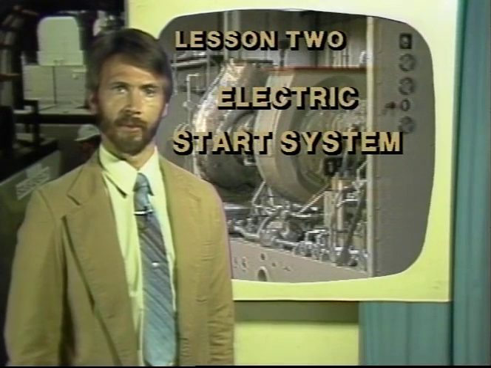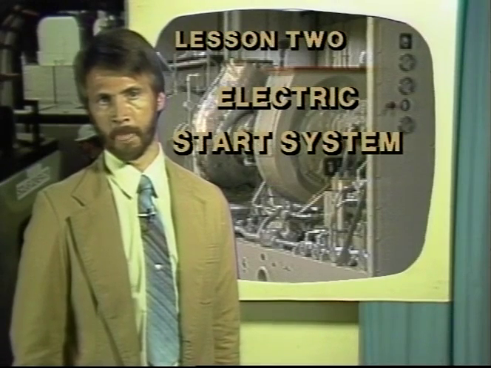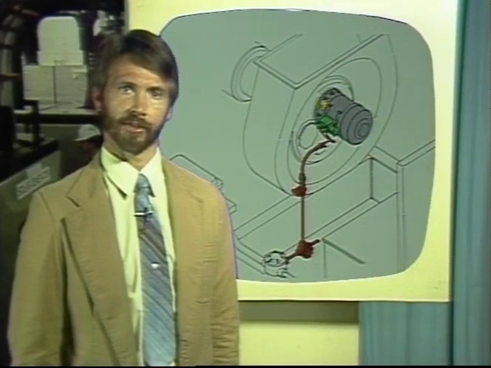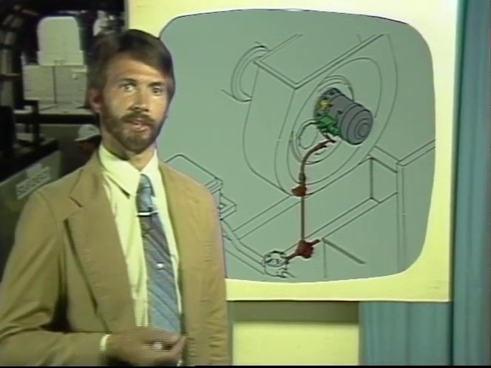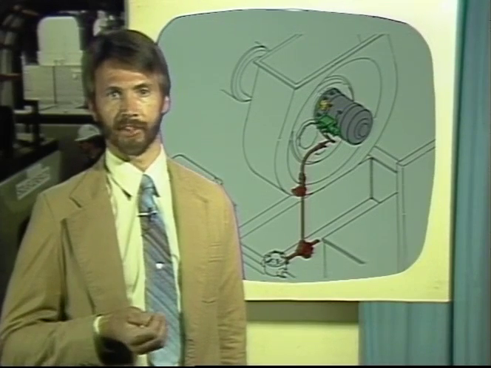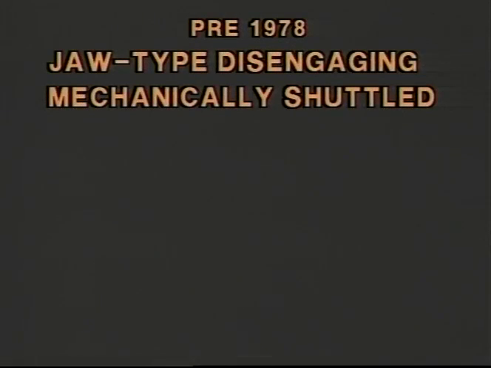In this lesson, we'll discuss the operational characteristics of the electrical start system. Some of Solar's Saturn-driven generator sets are started by an electrical start system similar to the one shown here. In the past, however, Solar has manufactured three different electrical start system configurations. The earliest start system consisted of a disengaging jaw-type starter motor with an exterior-mounted solenoid that mechanically shuttled the motor's armature forward to engage the clutch.